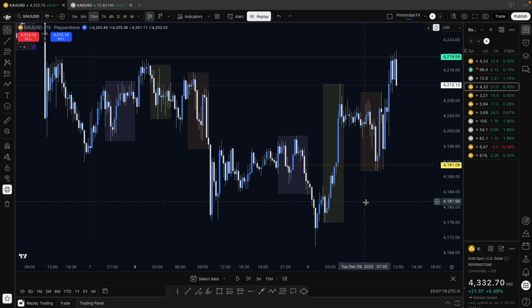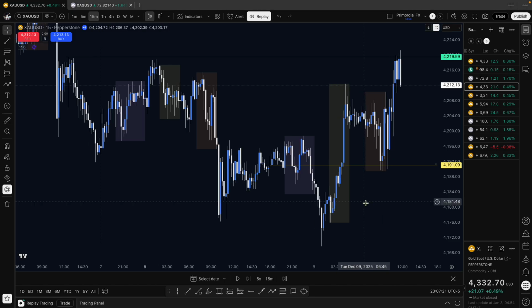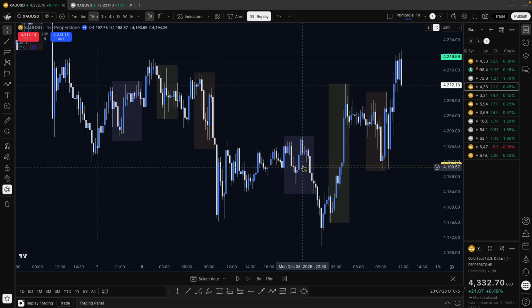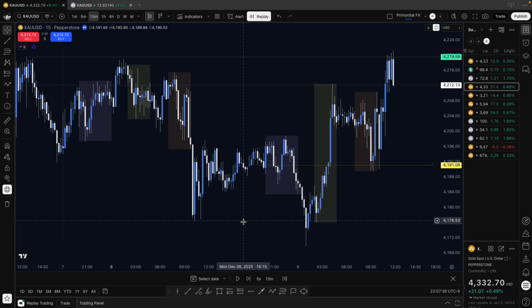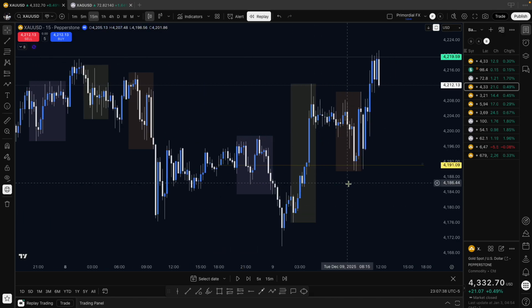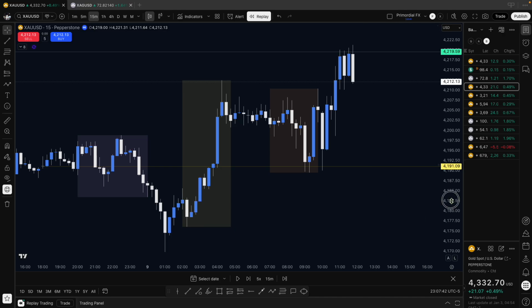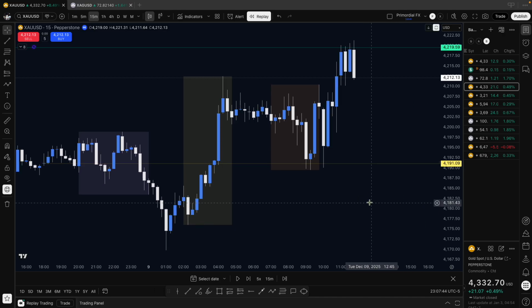Looking at price action for December 9th, we can see that yesterday price made this low, right? And today price stopped, cleared out, ran liquidity here, ran stops, expanded higher, right? So going into the day, I would be expecting either a bullish expansion day or a bearish reversal day, right?